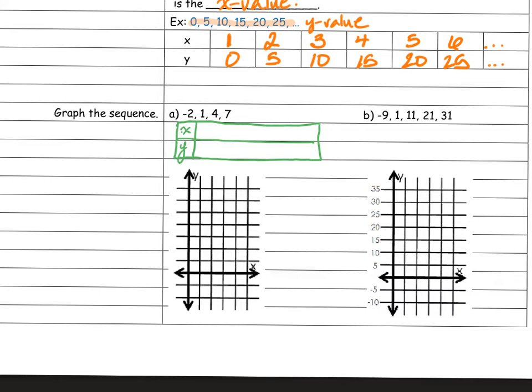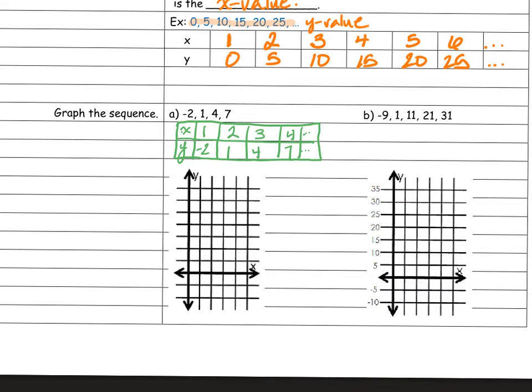Okay, so my first term in my sequence is -2. And the second term in my sequence is 1. And the third term in my sequence is 4. And the fourth term in my sequence is 7. And then I can continue if I need to. Okay? So now I'm just going to graph those points on my graph. Since I have a graph there, I'm just going to plot them.